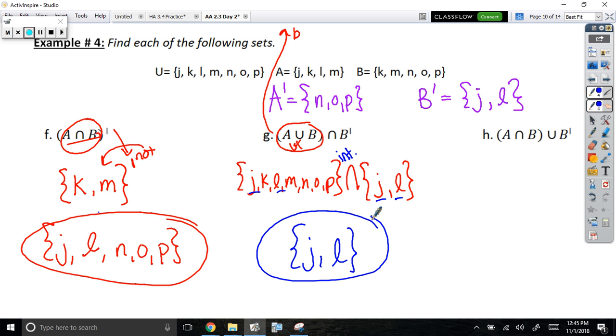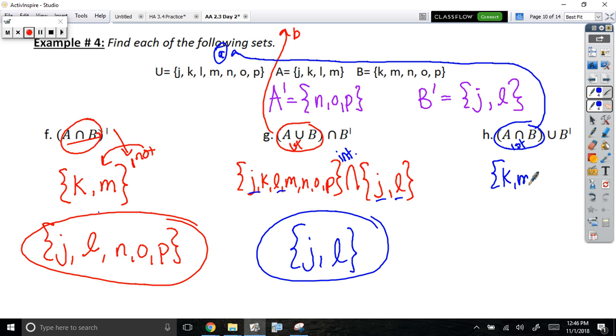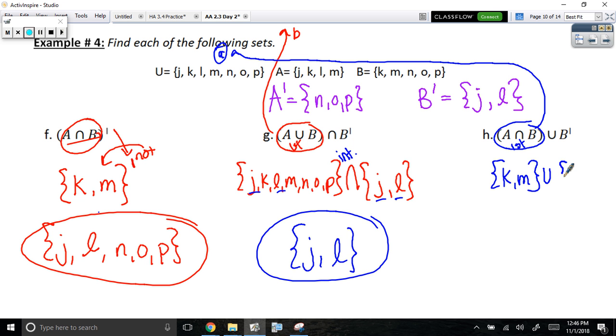Okay, last one, parentheses first. Again, this was up in part A on your note sheet. We just did that question. A intersect B, we got K and M. So you can just copy that down. But this time we're doing a union with not in B, and not in B was J, L. So we're uniting those two things together with our union symbol. So K, M, J, L.